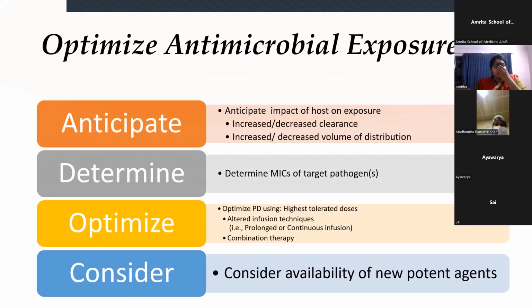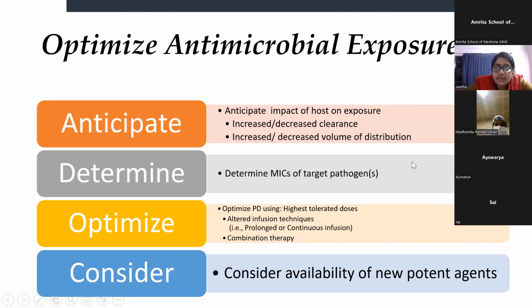So antibiotic stewardship, we have to anticipate, determine, optimize, and consider. So we have to see not only the bacteria and antibiotic, we have to see the host also. We have to see the pharmacokinetic parameters of the host, that is whether there is any renal dysfunction, problem with hepatic clearance, what about the volume of distribution, that also we have to see while dosing these antimicrobial agents, because most of them have side effects and problems with clearance because they are eliminated through renal route.